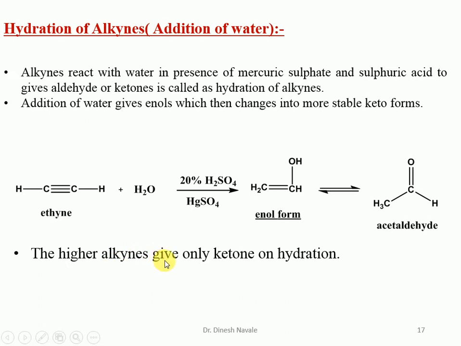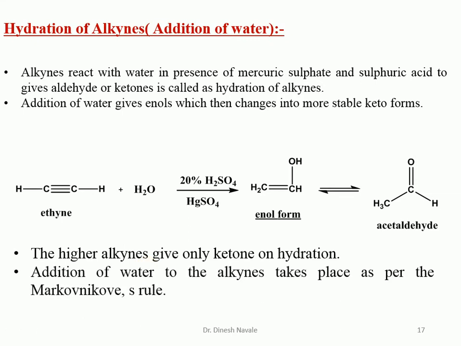The higher alkynes give only ketone on hydration. So this is a simple alkyne which gives the aldehyde. The higher alkynes normally give the ketone only. Addition of water to the alkyne takes place as per Markovnikov's rule. So that means in the first step, addition of water across the triple bond takes place only by Markovnikov's rule.